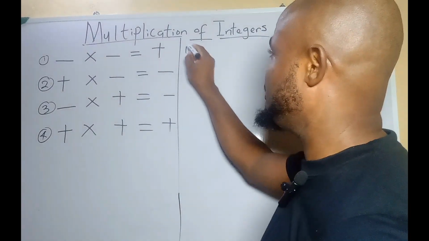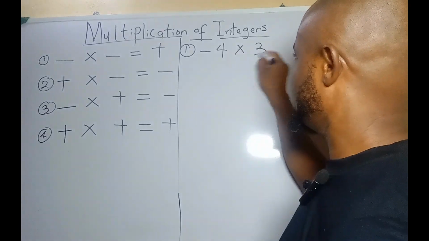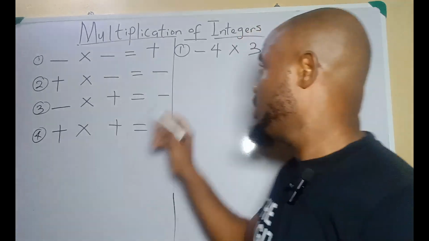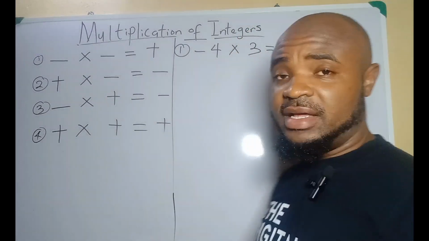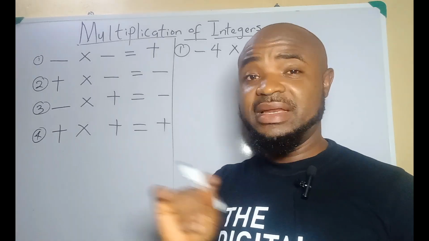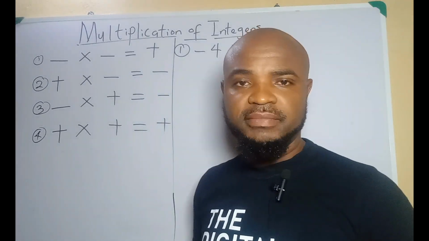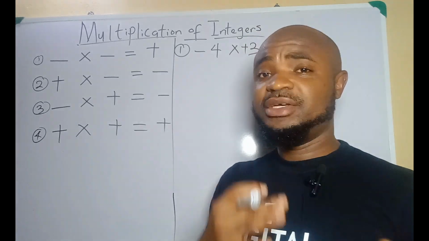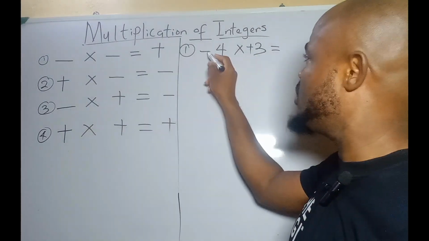Now the first question I'm going to be having here is minus 4 multiplied by 3. So let's check the signs attached to our numbers here. The first number here has negative, our 4 here is negative, and our 3 here is positive, because it doesn't have a negative sign. So that means it's a positive what? Number. Is that clear? Whenever a number doesn't have a negative sign attached to it, it is a positive number.